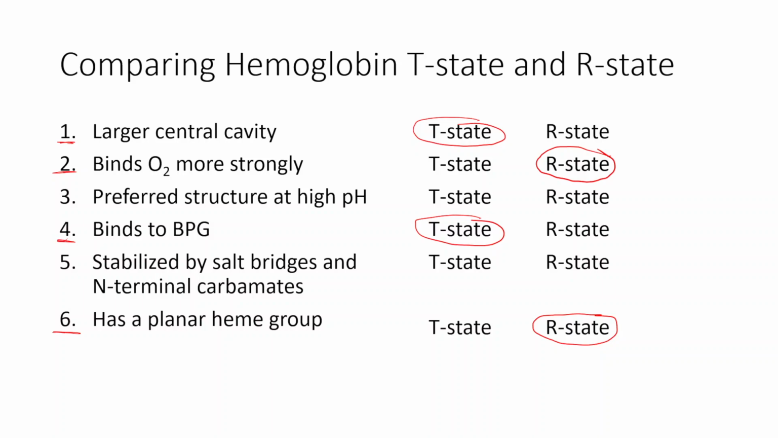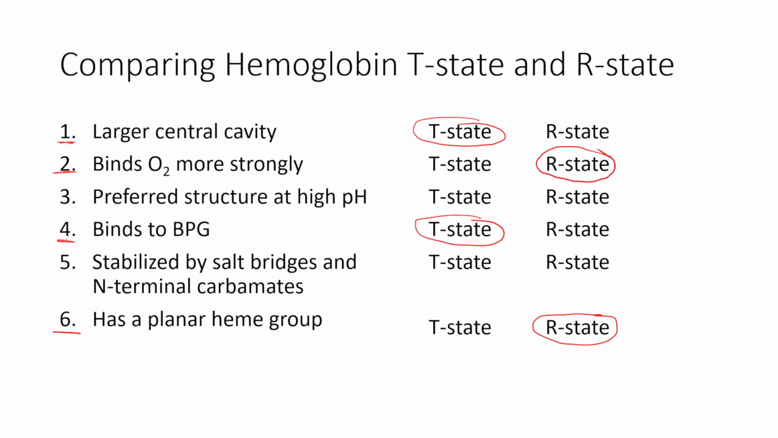When BPG binds there, it stabilizes hemoglobin into that T state, because BPG kind of parks itself in there, and it gets kind of stuck that way, in some sense. Versus when you're in the R state, you have a smaller central cavity. BPG doesn't fit in there. So when BPG is bound, hemoglobin is stuck in the T state, and that's going to encourage it to release oxygen.